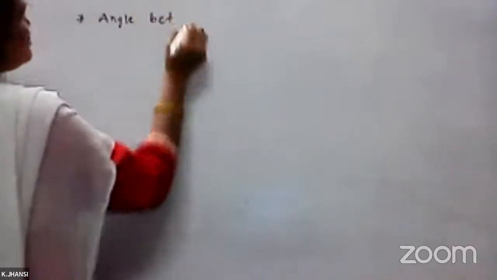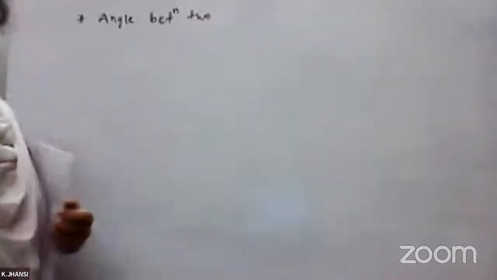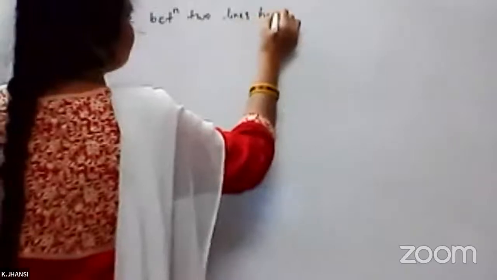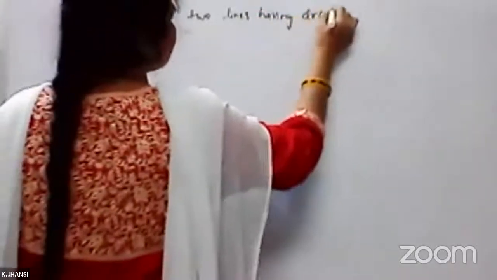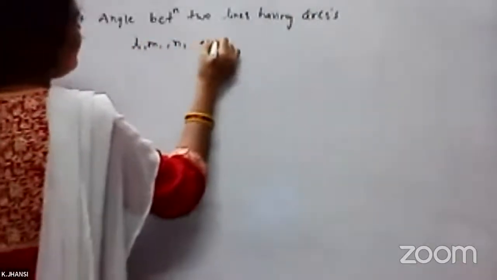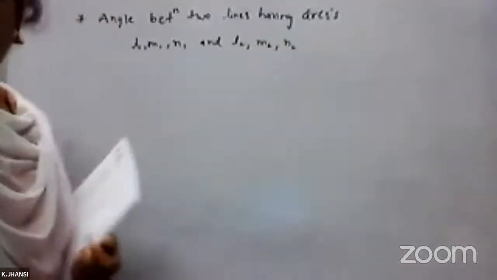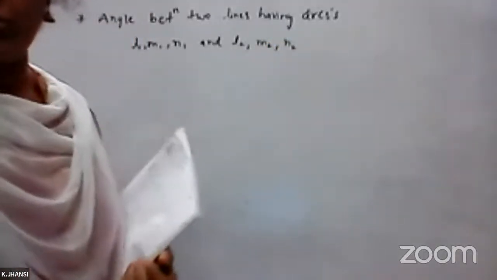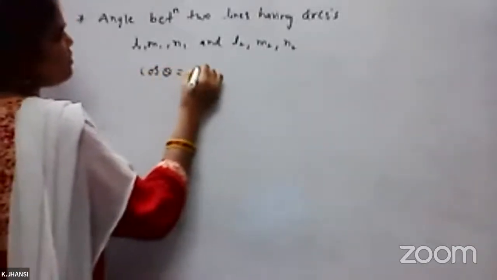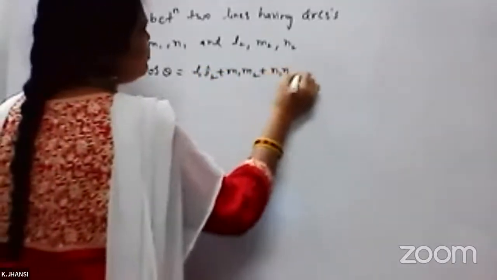So these are all objective type questions. The angle between two lines having direction cosines L1, M1, N1 and L2, M2, N2. The proof is given in your textbook, so there is no need of the proof. Just whatever the formula is, it is enough for us. That is, cos theta is equal to L1 into L2 plus M1 into M2 plus N1 into N2.